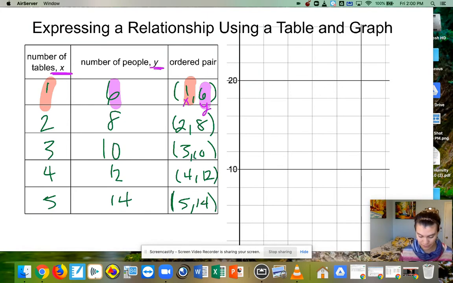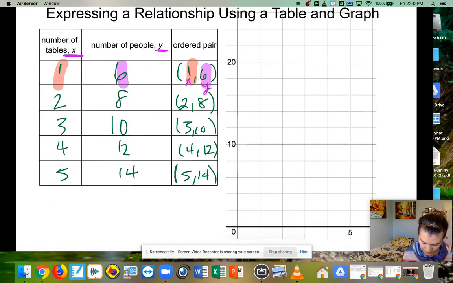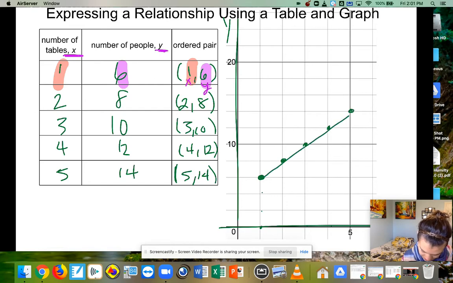And then we can just plot these points. So to plot a point, X is always this horizontal, Y is always the vertical. So X is 1, and then Y is 6. So 2, 4, 6, and that's our first point. Then you can go to 2 to 8, 3 is at 10, 4 goes up to 12, and 5 goes up to 14. And this is our graph.